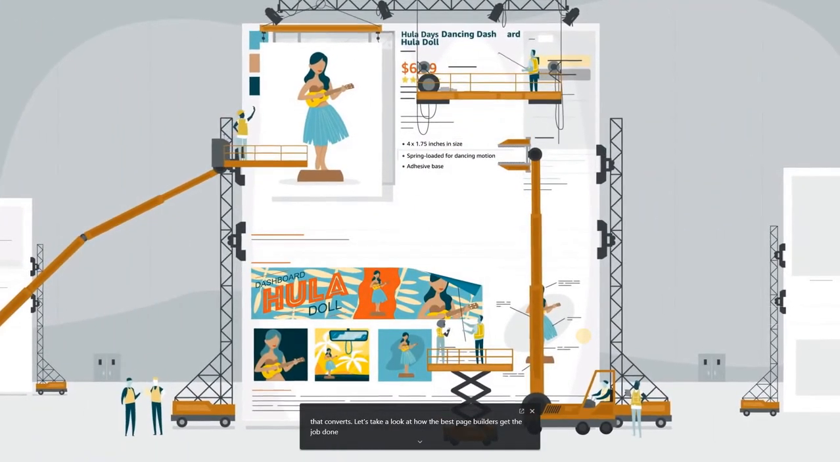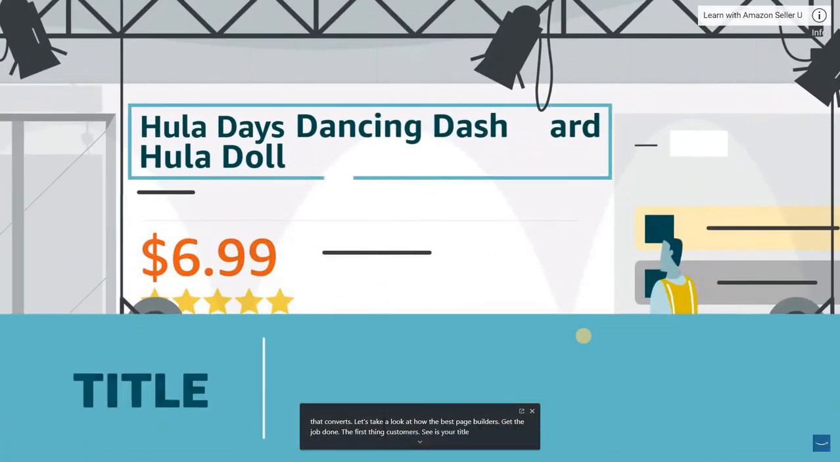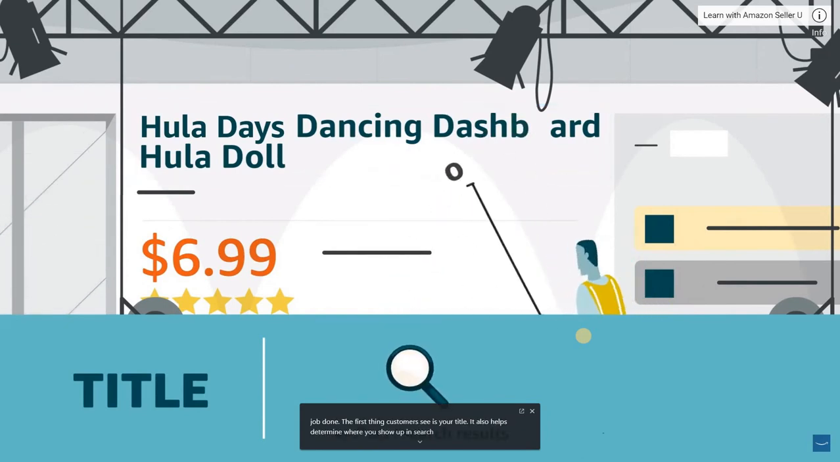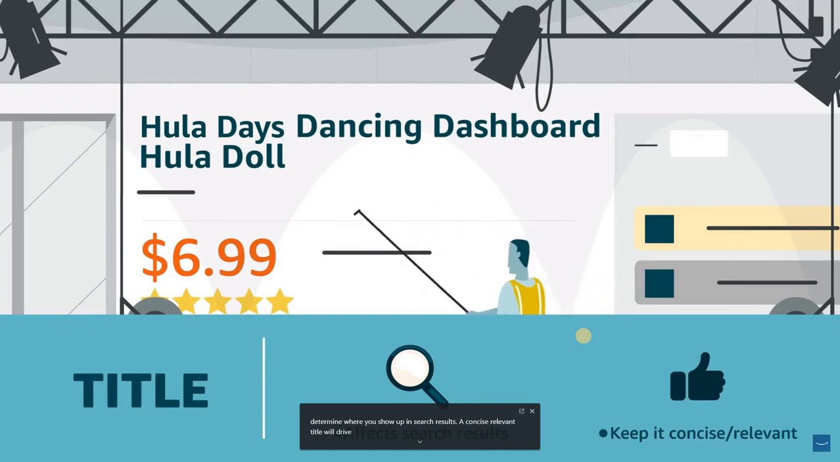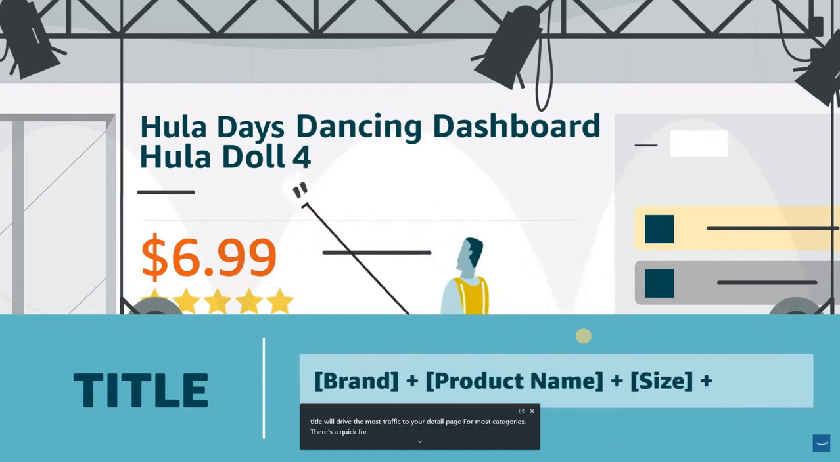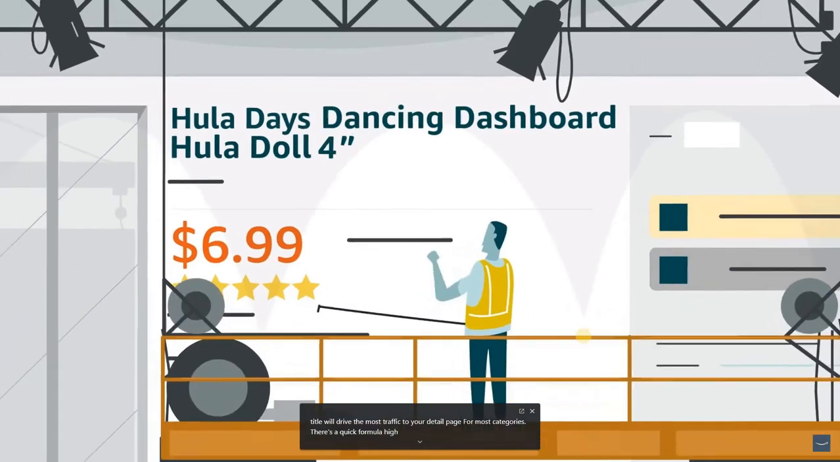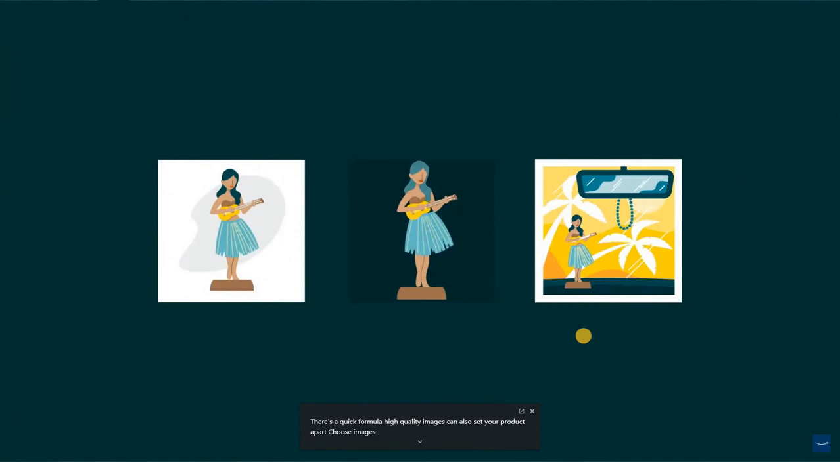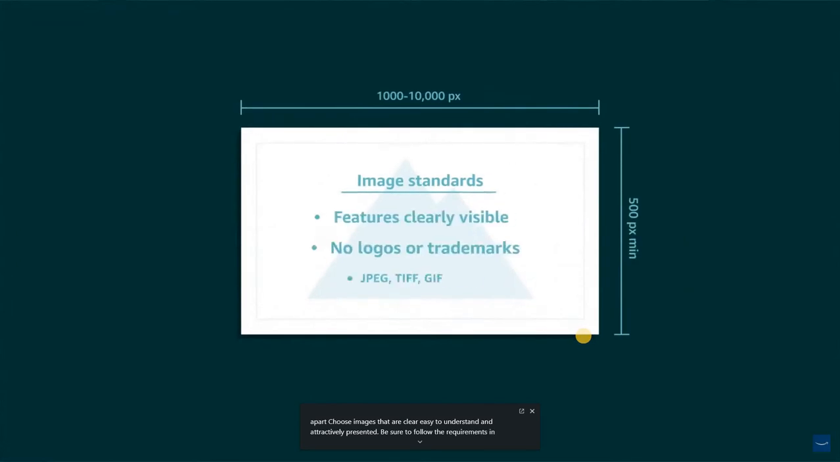The first thing customers see is your title. It also helps determine where you show up in search results. A concise, relevant title will drive the most traffic to your detail page. For most categories, there's a quick formula. High-quality images can also set your product apart. Choose images that are clear, easy to understand, and attractively presented. Be sure to follow the requirements in Seller Central and category style guides to avoid any headaches.